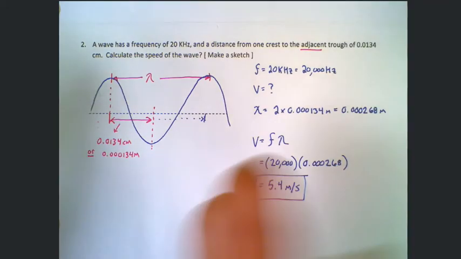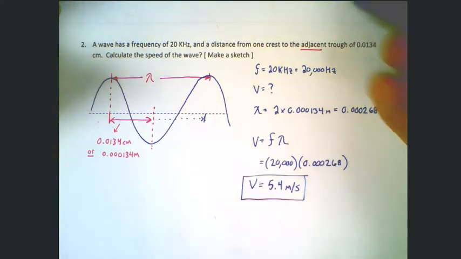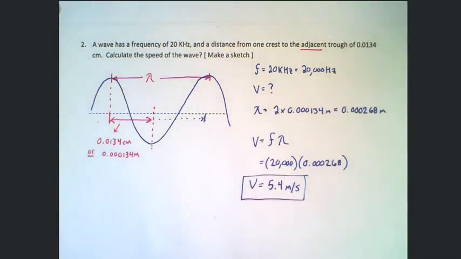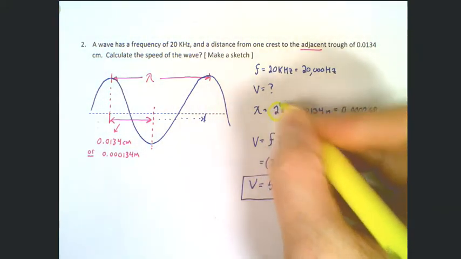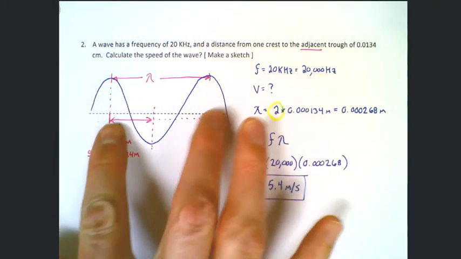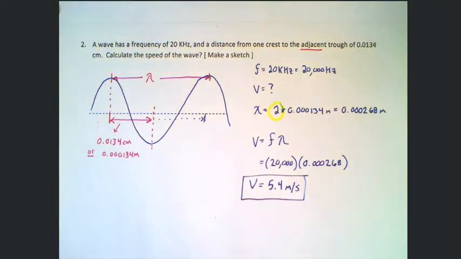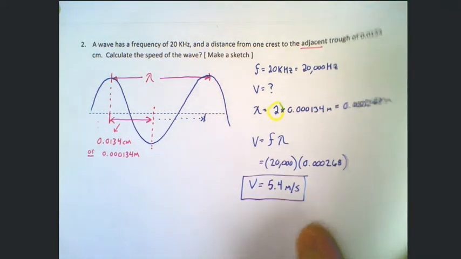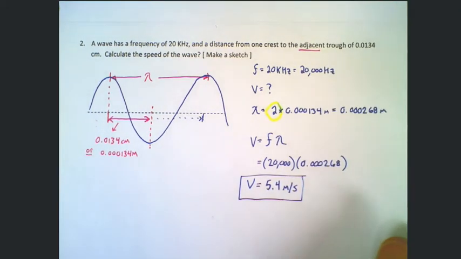Okay, so again, the first one was very basic, V equals f lambda. The second one threw a little bit in there with this crest to adjacent trough information to figure out that we needed to actually calculate the wavelength by multiplying by this factor of 2, because that was only half of the real distance for the wavelength. So let's move on to the third one in our series of just basic examples of this.